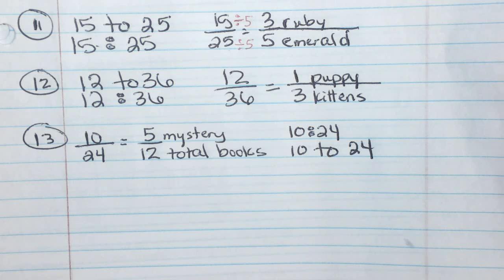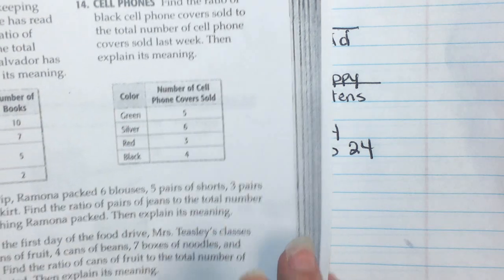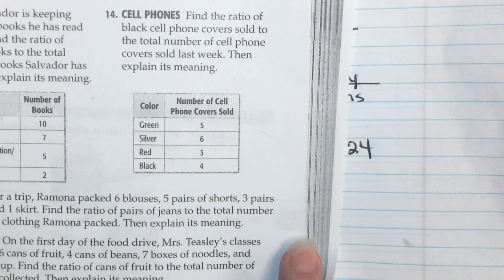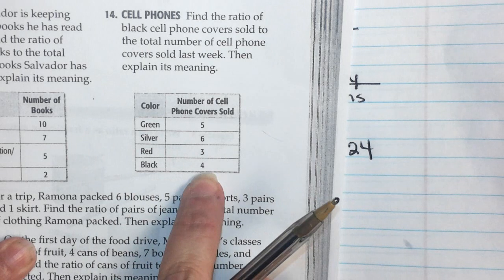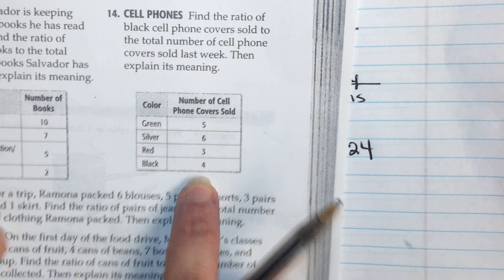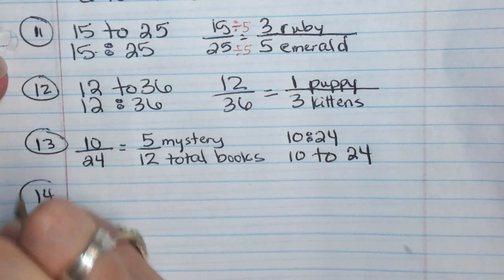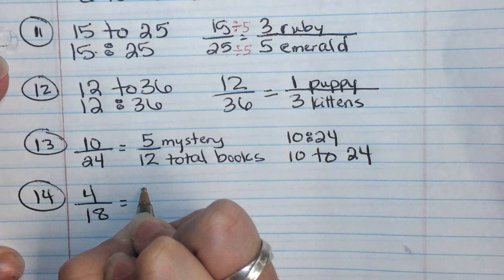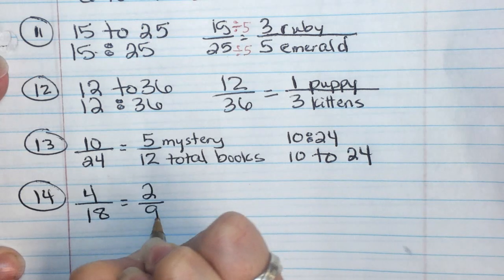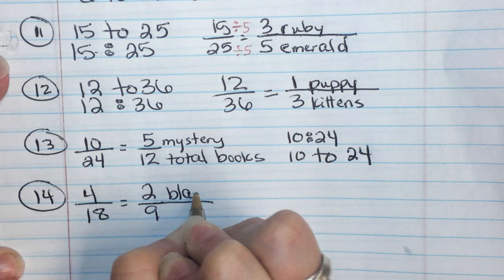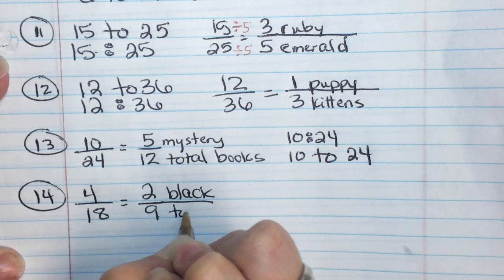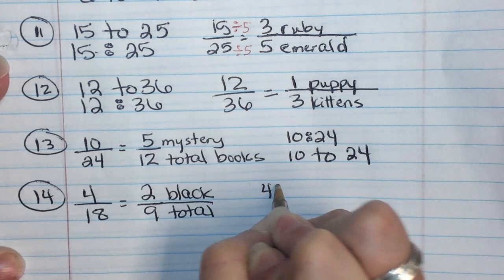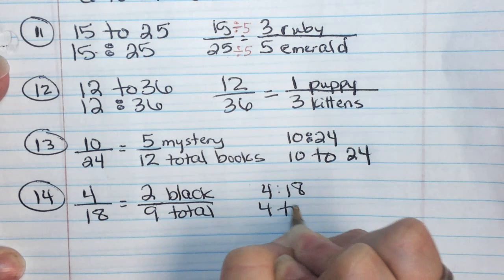So, okay. 14, the cell phone. It says the ratio of black cell phone covers sold to the total cell phone covers. So, what do you have? Black is 4. Total is 18. Which is 2 ninths. So for every 2 black, 9 total are sold. 4 to 18.